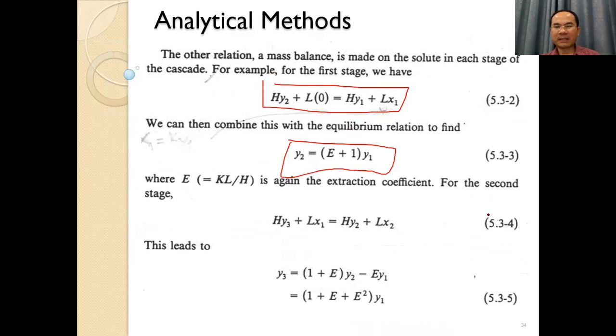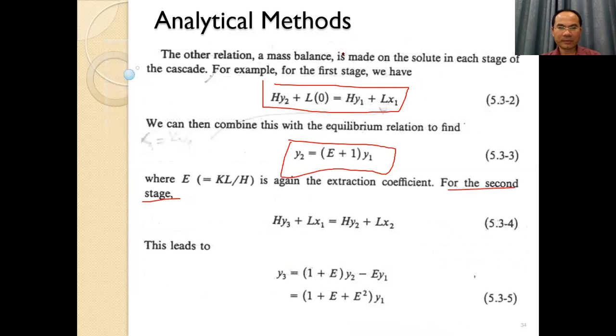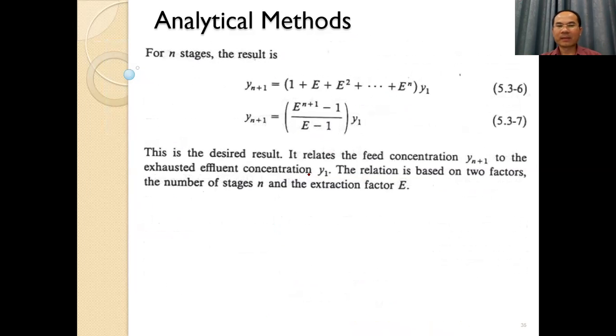And also if you balance for the second step, Sy3 plus Lx1 equals Sy2 plus Lx2. That's right. For this case, you can also relate x2 equal to Ky2, something like this, and then you can solve for y3. So y3 equals this equation, and then you can make the mass balance for step 3, step 4, and step n, something like this. And finally, we will get yn+1. Yn+1 is the feed to the step n. That's right.